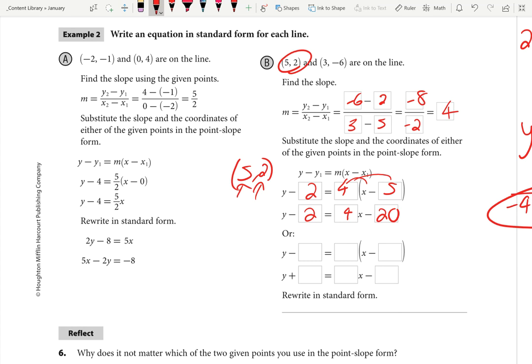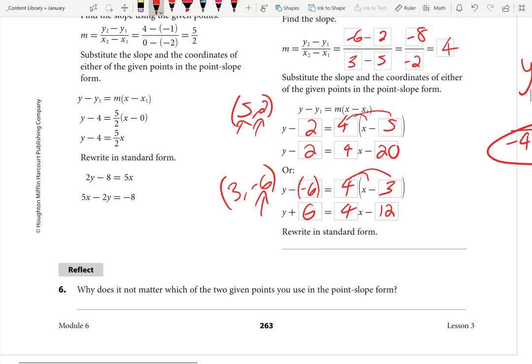If you use the other point, I'm just going to throw this in here just for completion. If we use the other point, the y value is negative 6. The slope is still 4, and the x value is 3. So that means this would end up to look like y plus 6. And when I distribute, this would be 4 times x would be 4x, and 4 times negative 3, which would be negative 12, or minus 12.